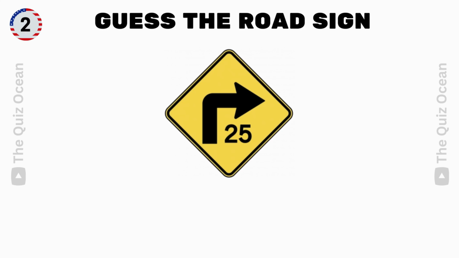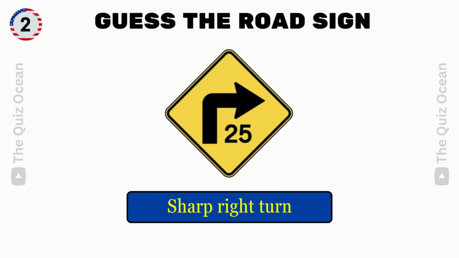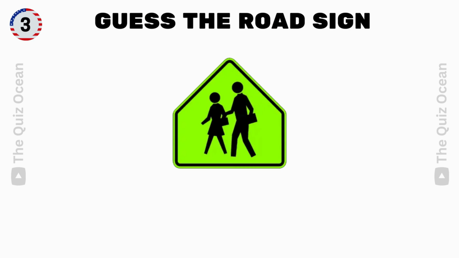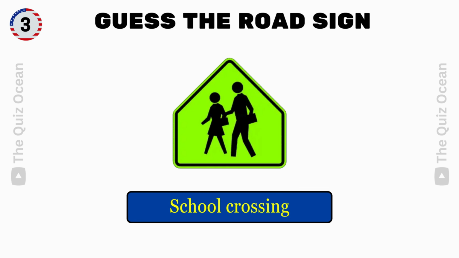What does this sign mean? Sharp right turn. Can you identify this road sign? School crossing.